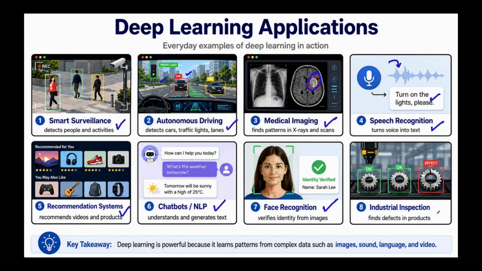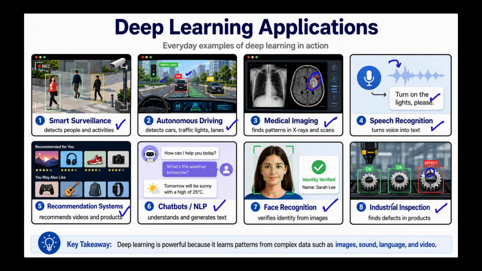Finally, eighth, industrial inspection. In factories, deep learning can inspect products automatically. For example, it can detect cracks in metal parts, scratches on products, missing components, damaged packages, or defective items on a conveyor belt. This helps industries improve quality and reduce manual inspection time.